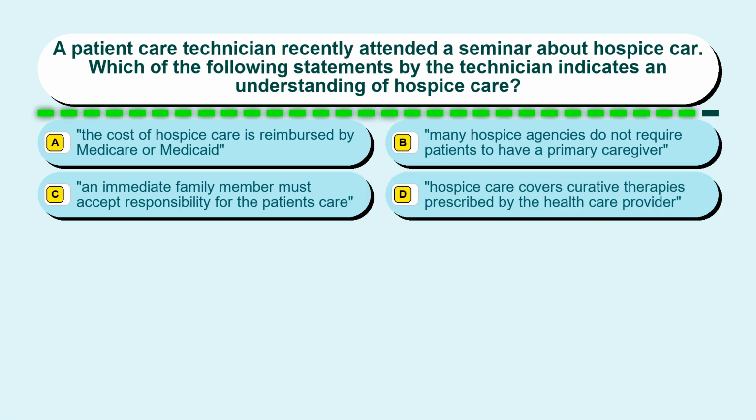Question 46. A patient care technician recently attended a seminar about hospice care. Which of the following statements by the technician indicates an understanding of hospice care? Option A, the cost of hospice care is reimbursed by Medicare or Medicaid. Option B, many hospice agencies do not require patients to have a primary caregiver. Option C, an immediate family member must accept responsibility for the patient's care. Option D, hospice care covers curative therapies prescribed by the healthcare provider.